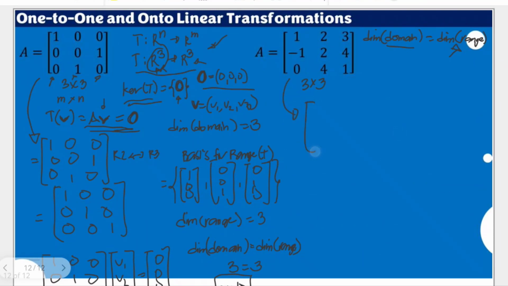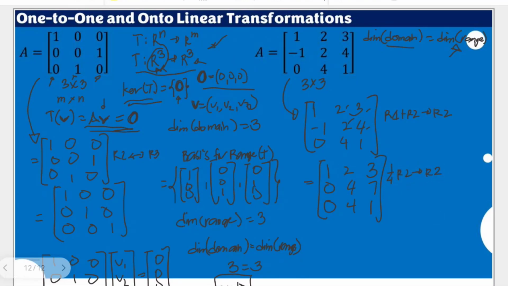So we copy here 1, 2, 3, negative 1, 2, 4, 0, 4, and 1. We already have a leading 1 here. So let's make this 0. Simply add row 1 plus row 2 for a new row 2. And then you will still have 1, 2, 3. This becomes 0. 2 plus 2, that's 4. 3 plus 4, 7. This is still 0, 4, 1 here as well. So next is to multiply 1/4 to your row 2, so that this would be a leading 1.